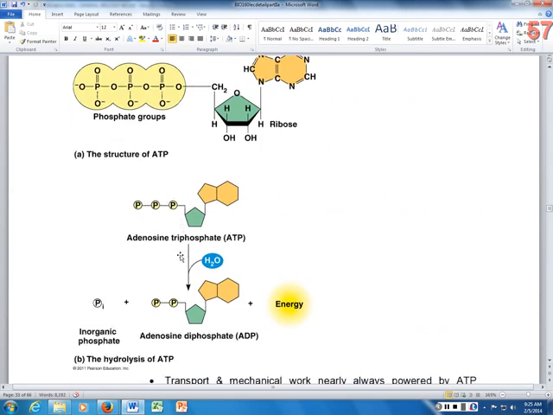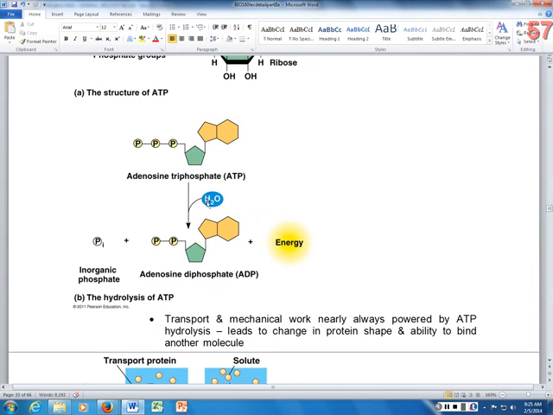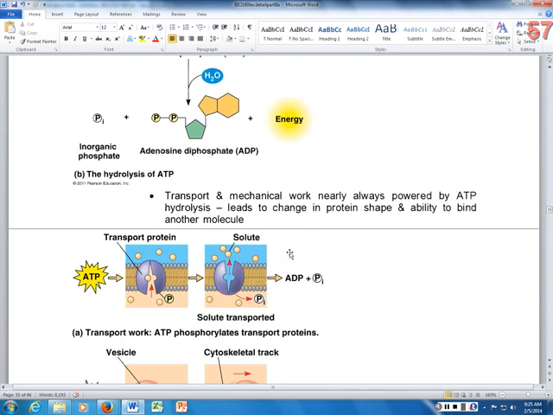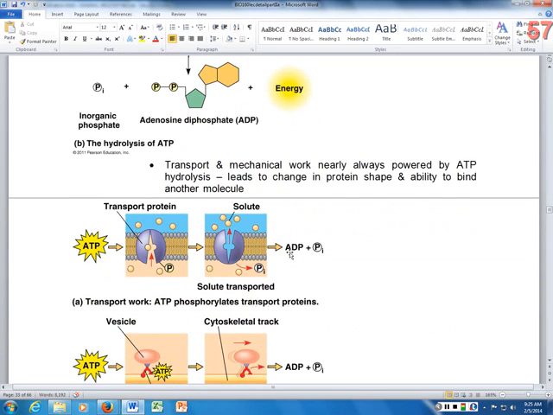So this is just showing where you have ATP with 3 phosphates. Hydrolysis, you put water into it, it's going to pull off one of the phosphates. Now you have ADP plus this energy. And this energy is what you use to do the work in there.